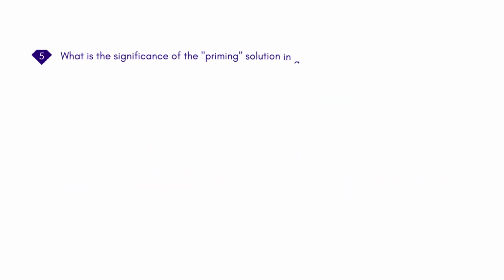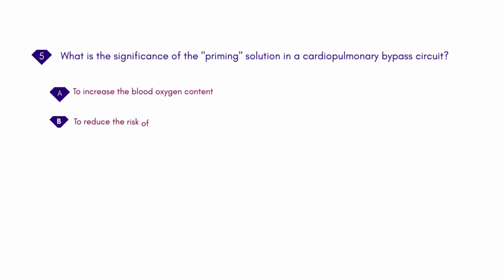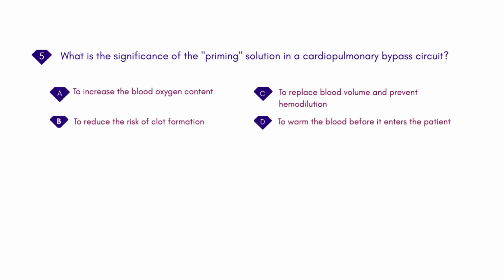What is the significance of the priming solution in a cardiopulmonary bypass circuit? A. To increase the blood oxygen content. B. To reduce the risk of clot formation. C. To replace blood volume and prevent hemodilution. D. To warm the blood before it enters the patient. Answer: C. To replace blood volume and prevent hemodilution.